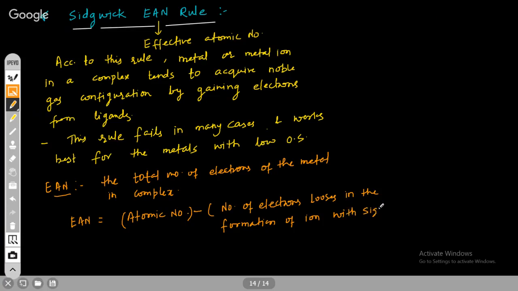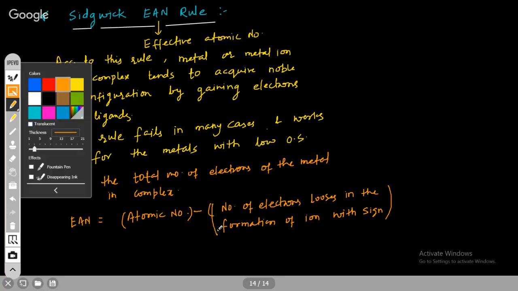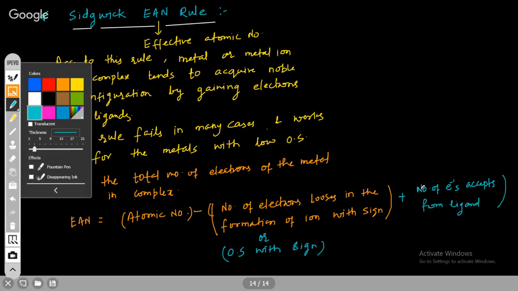So basically it is the oxidation state with sign. In simple language, you write down the oxidation state with sign. Meaning if it is +3, write +3; if -3, write -3. Plus the number of electrons it accepts from ligand. It's a very simple and straight formula.